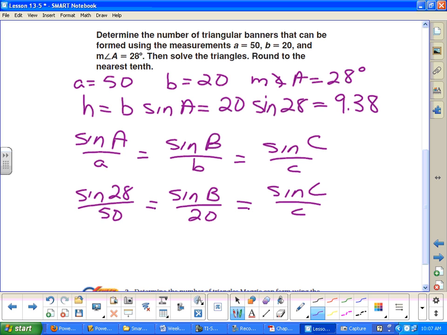So let me ask you this. That's a very good question, because I was actually going to bring that up. Can I use the Pythagorean theorem to find side C? Why not? Oh, it's not a right triangle. It's not a right triangle, so no, I can't.